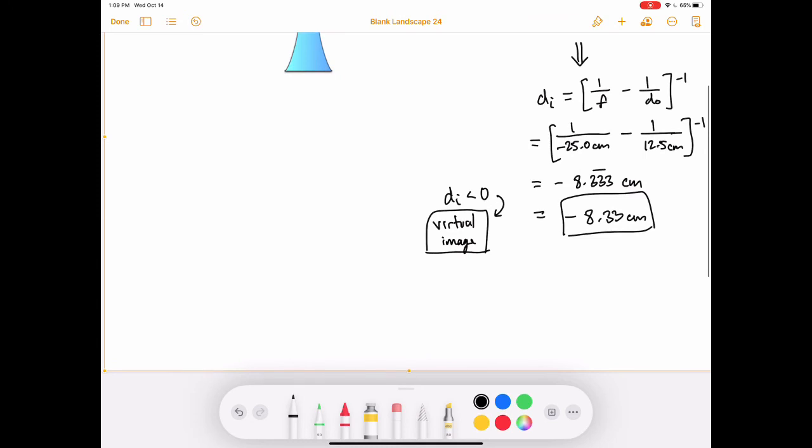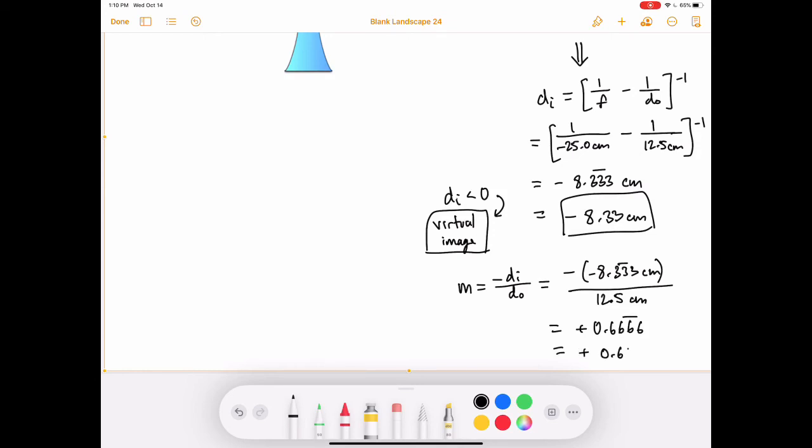Okay, now for the lateral magnification M, which is minus DI over DO. This is going to be minus negative 8.33 repeating centimeters over DO, which is 12.5 centimeters. What does this work out to? Well, this is positive 0.66 repeating, which you can round to 0.667. And again, the fact this came out positive indicates an upright image.